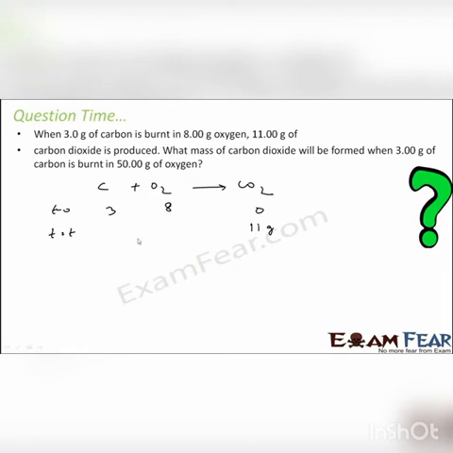Law of conservation of mass. That means all these grams are used, right? This becomes 0 and this becomes 8 plus 3, 11. So 11 and this is 11. Perfectly fine.